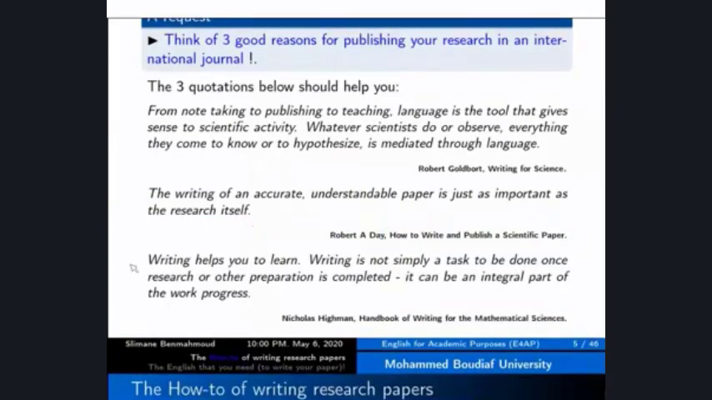Well, the third quotation, let me read it. Writing helps you to learn. Writing is not simply a task to be done once research or other preparation is completed. It can be an integral part of the work progress. What does this mean?